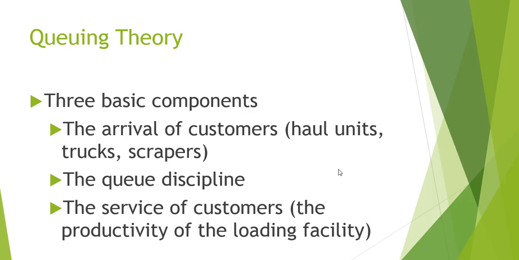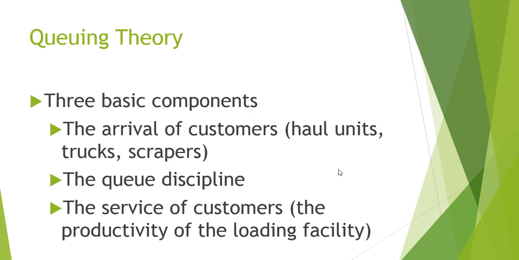And there are three basic components to queuing theory. First, the arrival of customers, and those customers can be haul units or trucks or scrapers or people walking up to the counter in McDonald's waiting to be served or to order.